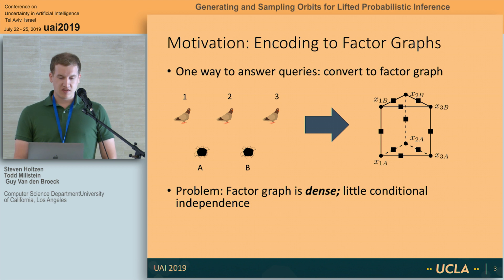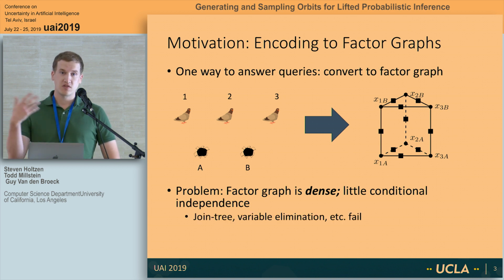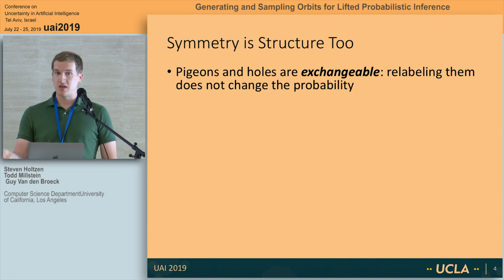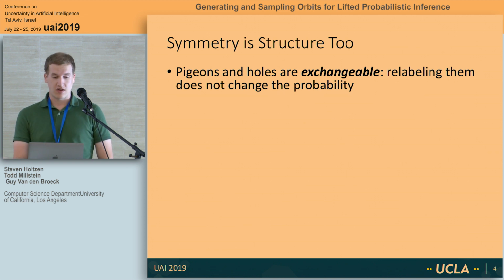The problem, though, is that this factor graph is dense. There's little conditional independence, because as we add more pigeons, they're all going to be constrained to not be in the same hole together. So there's going to be lots of pairwise constraints between all of these pigeons, which is going to create a lot of density in this factor graph. It'll have a high tree width, and algorithms like join tree and variable elimination are going to fail on this family of factor graphs, because as we add more and more pigeons, they're all going to be connected to each other. So is hope lost? Is this problem just fundamentally hard? Are we going to be able to solve inference queries for these kinds of factor graphs?